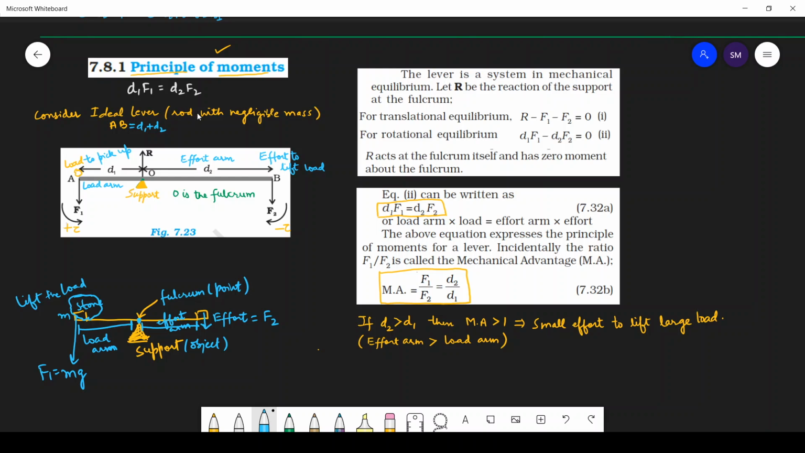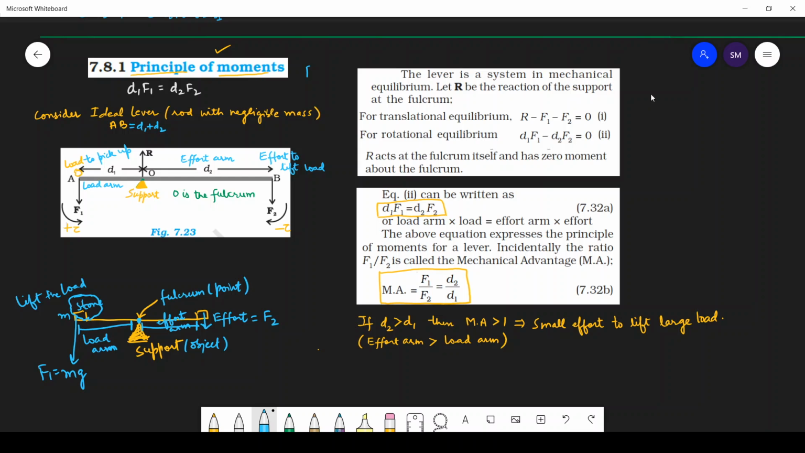So what you can see is that force F1 you cannot change. F1 is not in your hands. So what you want is to pick a heavy stone with less effort. This is what you want. Yes, you want to pick up a heavy stone with less effort.